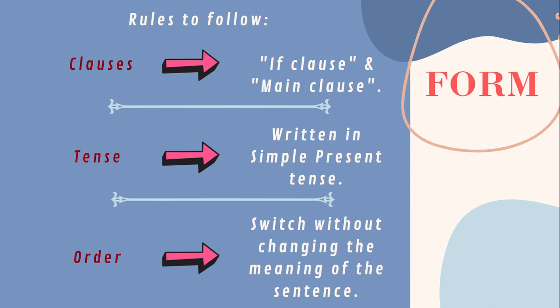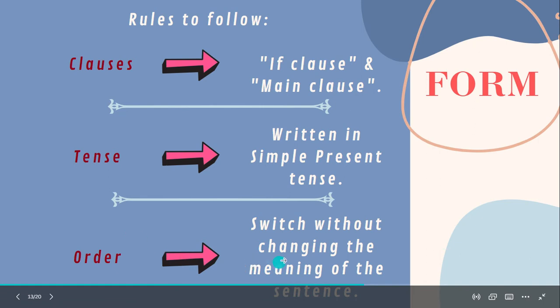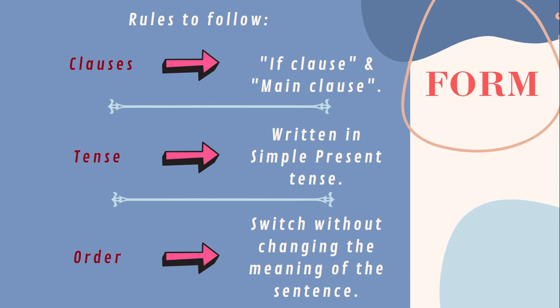The last rule is the order. In this part, you can often switch the order of the if clause and the main clause without changing the meaning of the sentence. But please take this into account: we need to make sure the subject of your sentence is clear. Also note that when the if clause comes first, you must put a comma between it and the main clause. When the main clause comes first, no comma is required.